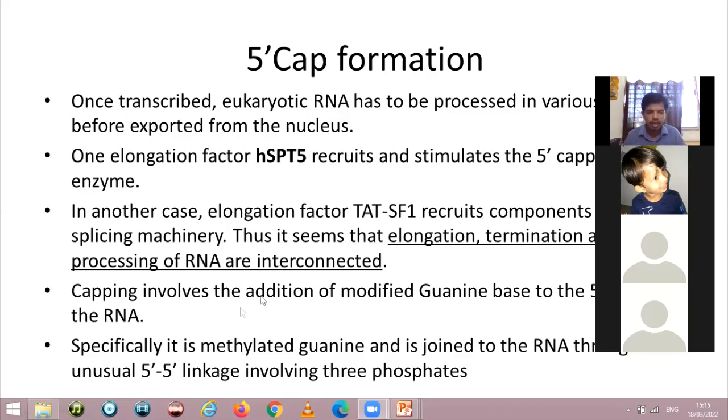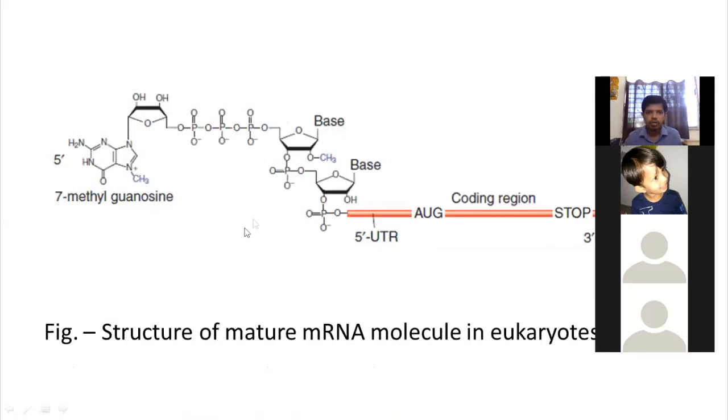At that time, see the last point, there will be an unusual 5' linkage between the 3 phosphate groups. Usually this condition does not occur, but here it does. So first of all, let's see this one, this is the mature RNA. This is the 5' UTR, meaning 5' untranslated region. And this one is the 7-methyl guanosine. This 7-methyl guanosine will be added over the 5' region of this mRNA.